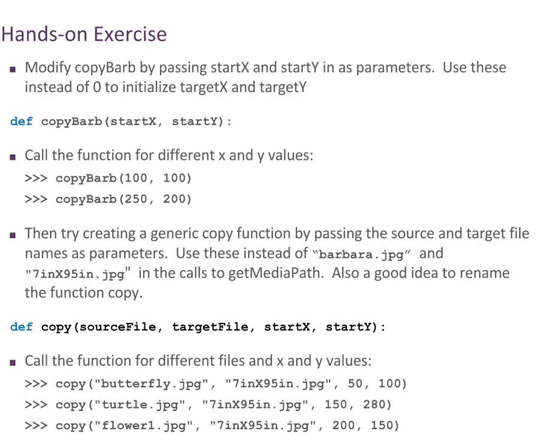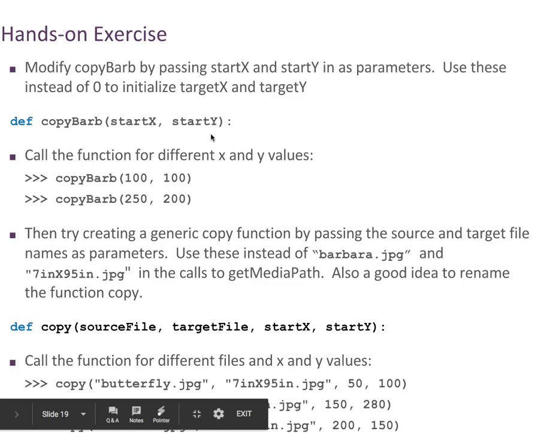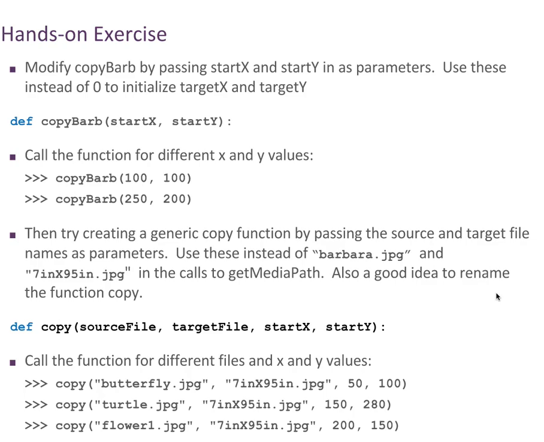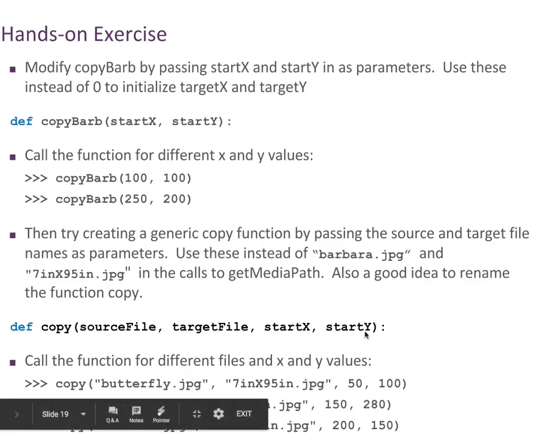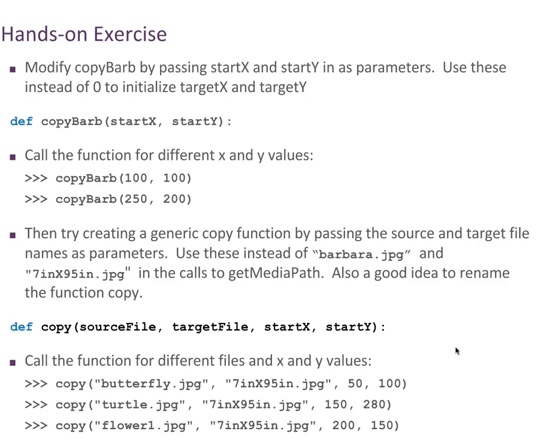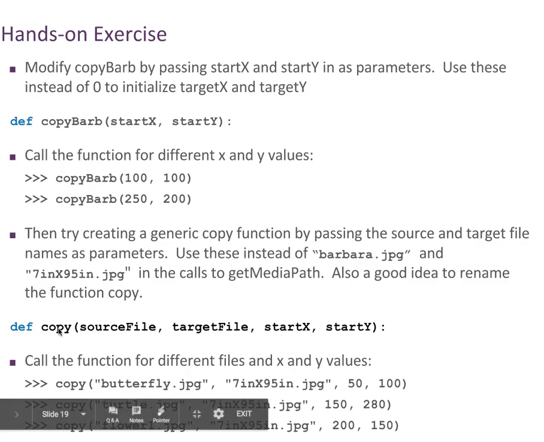So there's a little worked example where I show how to use the copy barb and modify it so it has a start X, start Y. And then your job is to create a generic copy function that would copy from any source file to any target file starting in any position. So it's basically just modifying the code just a little bit so that it's a more generic copy function. And notice we're going to change the name to copy instead of copy barb. So that's it. Good luck.